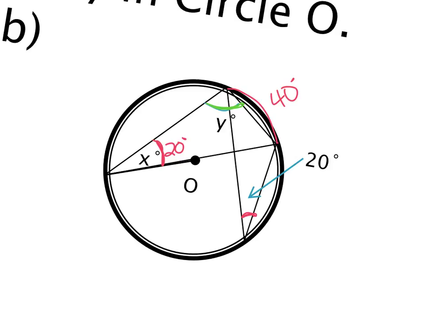So what else is in that diagram that I haven't used? The rest of the circle. It's 80. Emily, why?